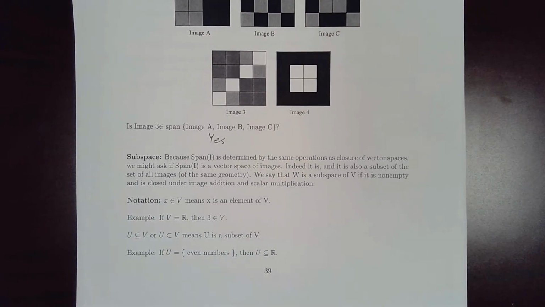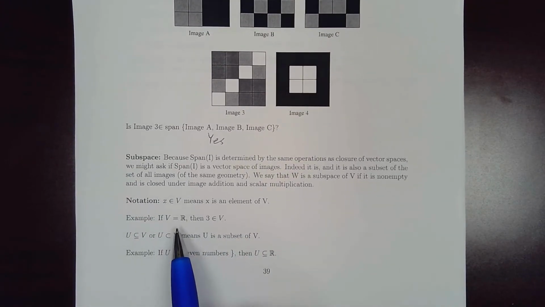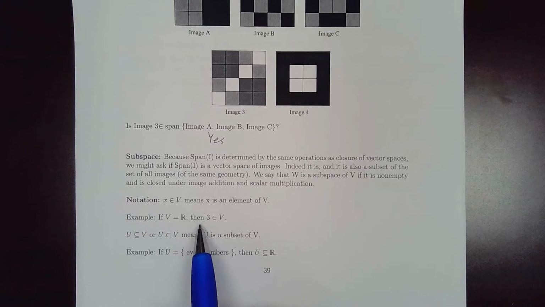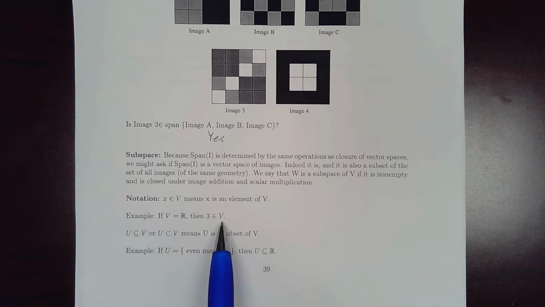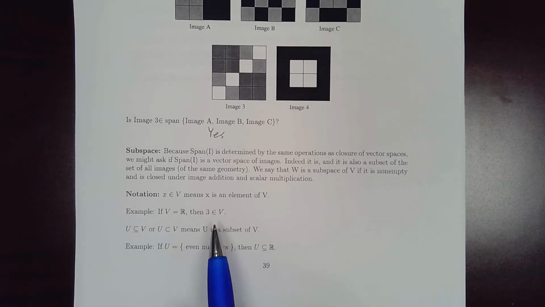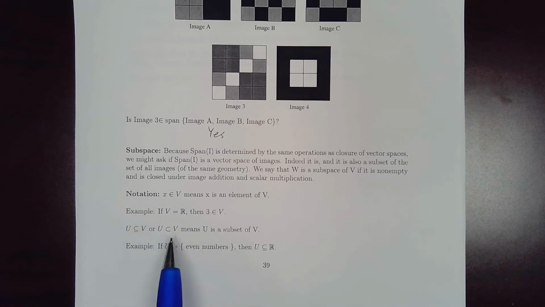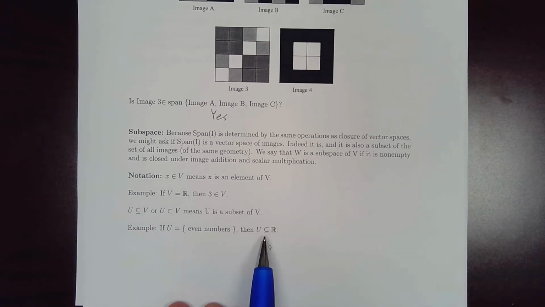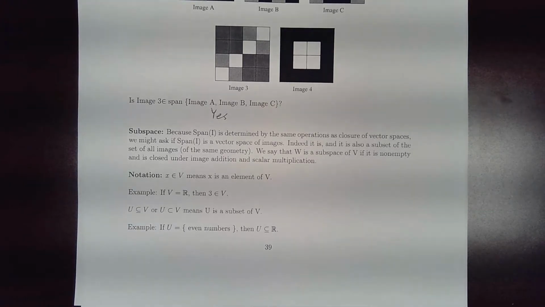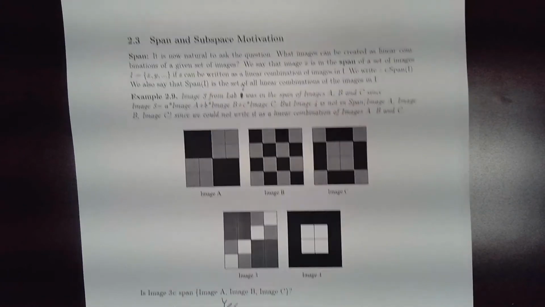A little bit of notation for us. If we say that V equals the real numbers, then 3 is an element of V. So if we say x is an element of V, it means x is an element of V. 3 is an element of the real numbers, so that would be an example of using that symbolism. I think we've seen it a couple of times in class, but I wanted to make sure it got mentioned just in case we weren't sure what was going on. We say that U is a subset of V using this symbol. So if U is equal to the set of all even numbers, then U is a subset of the real numbers. Even numbers are real, and so there we have a subset for us.